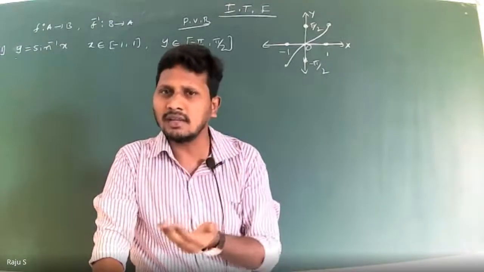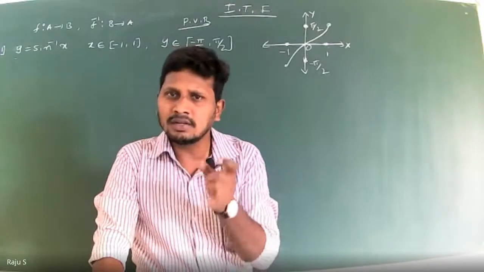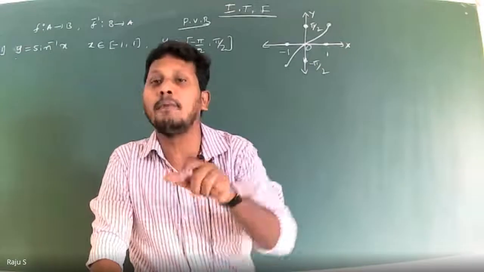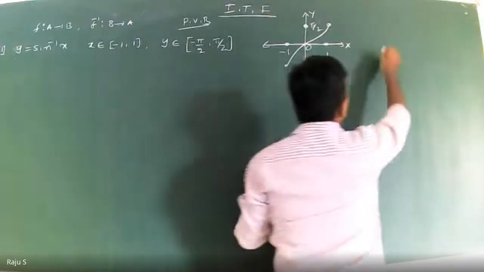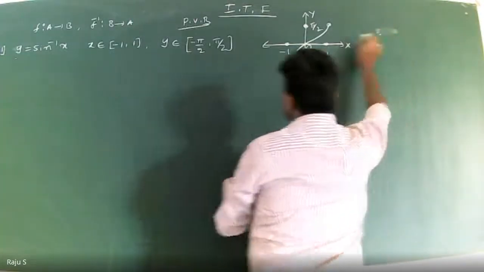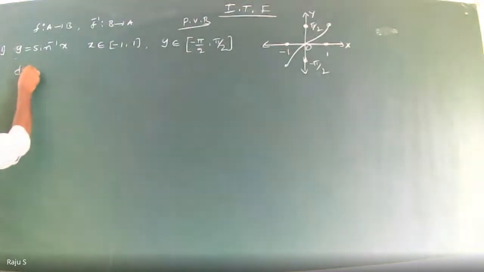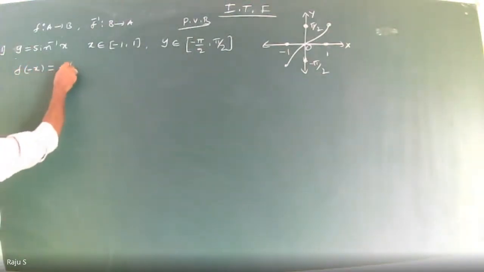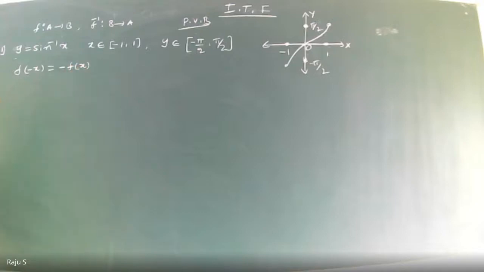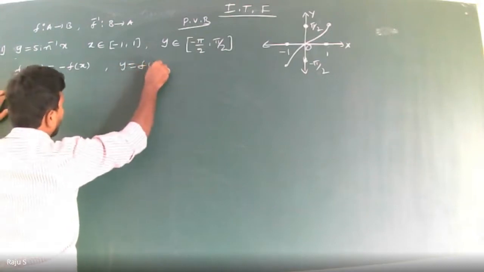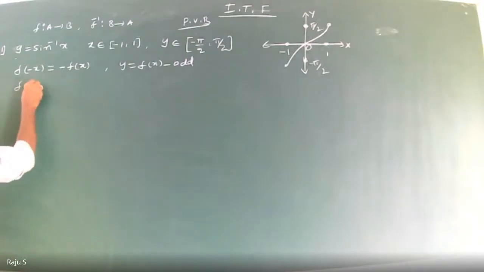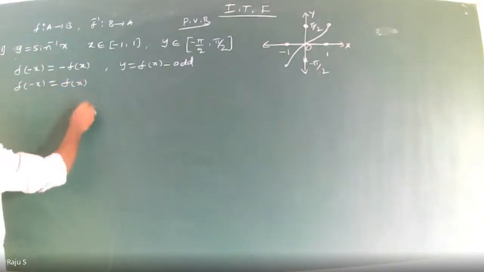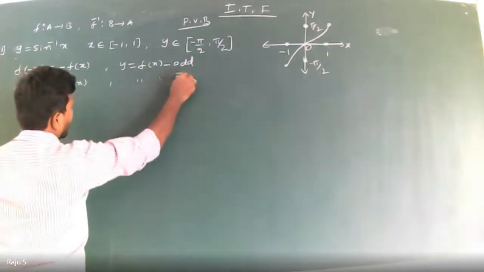Sine inverse x being an odd function is nothing but sine inverse of minus x is equal to minus sine inverse x. What is meant by odd function and even function? If for the given function f of x, replacing x by minus x gives minus of f of x, then the function y is equal to f of x is an odd function. We can say it is an even function when f of minus x is equal to f of x.